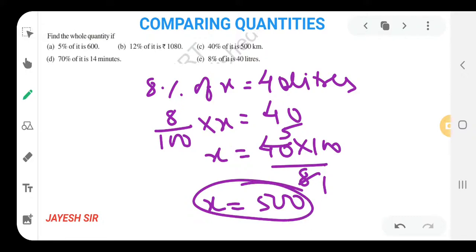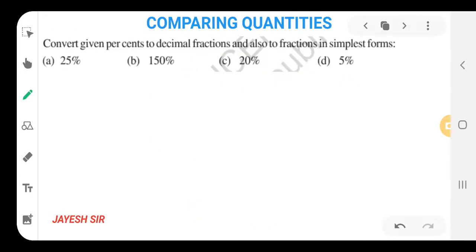So I hope you all might be getting clear with it. That is 500 liters, because it has been asked in terms of liters. I hope you all might be clear. Let us see what new we are going to learn.